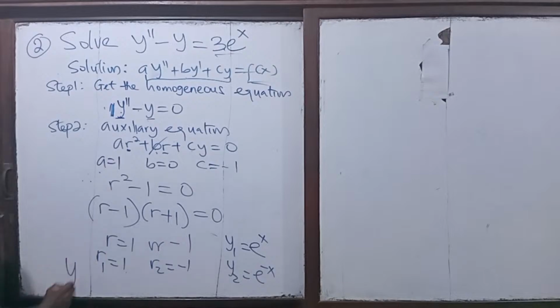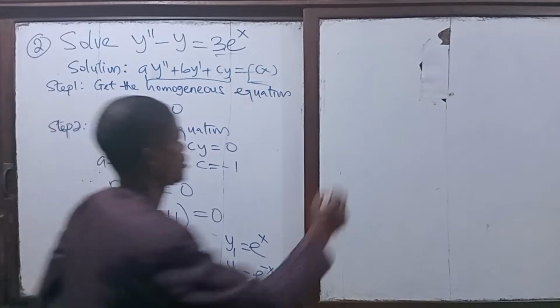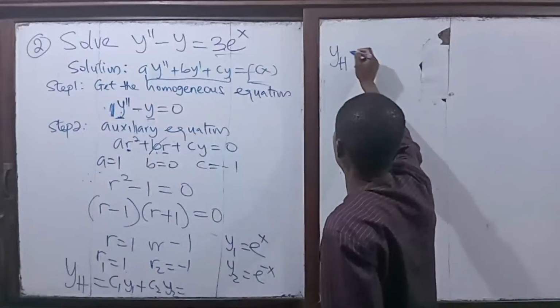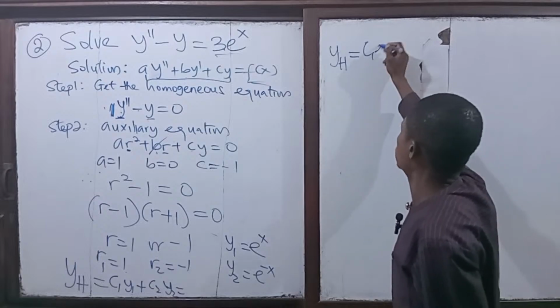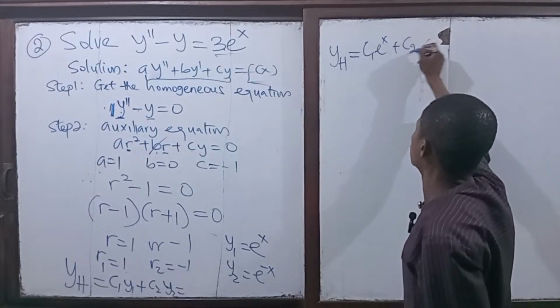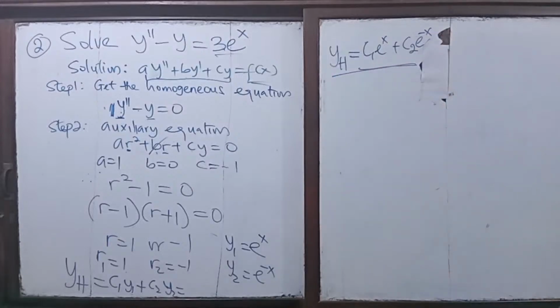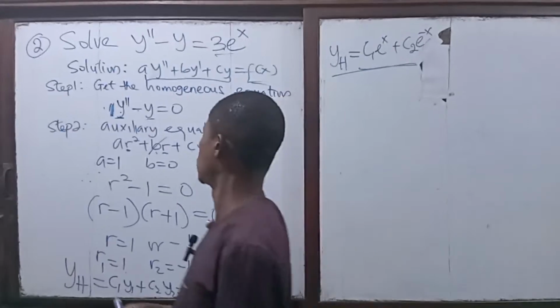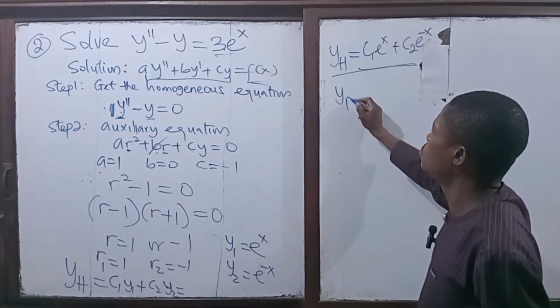So the solution of the homogeneous part is C1 times y1 plus C2 times y2. That is equal to C1 e to power x plus C2 e to power minus x. That's my solution of the homogeneous part. Then the next thing to do now is to get the particular solution.